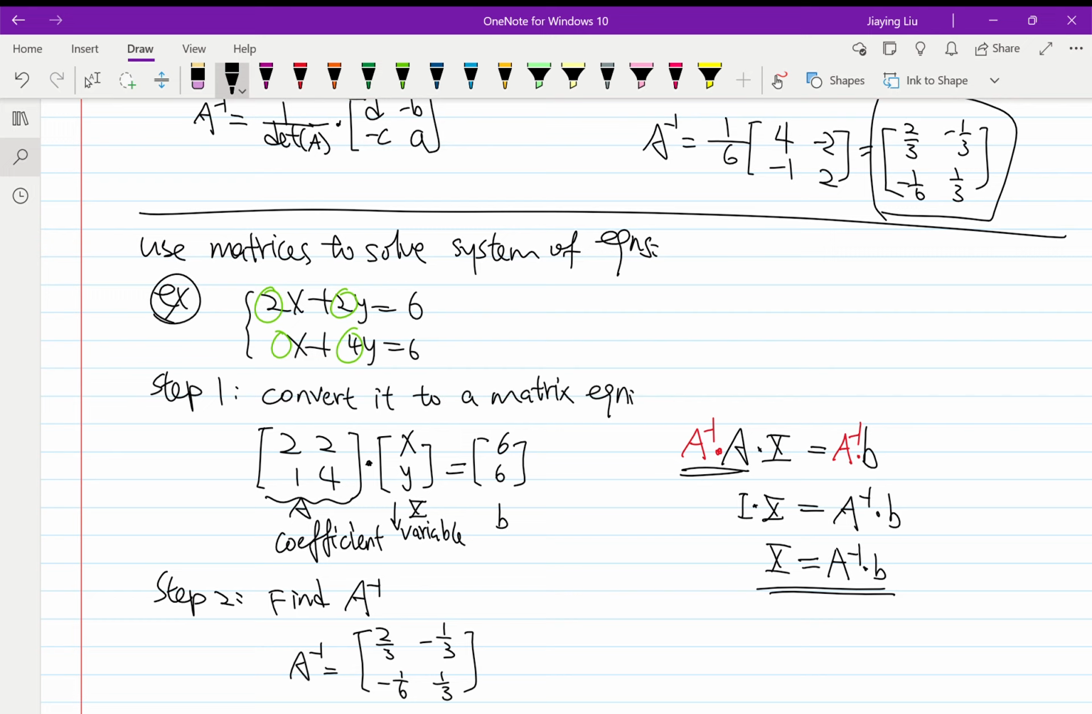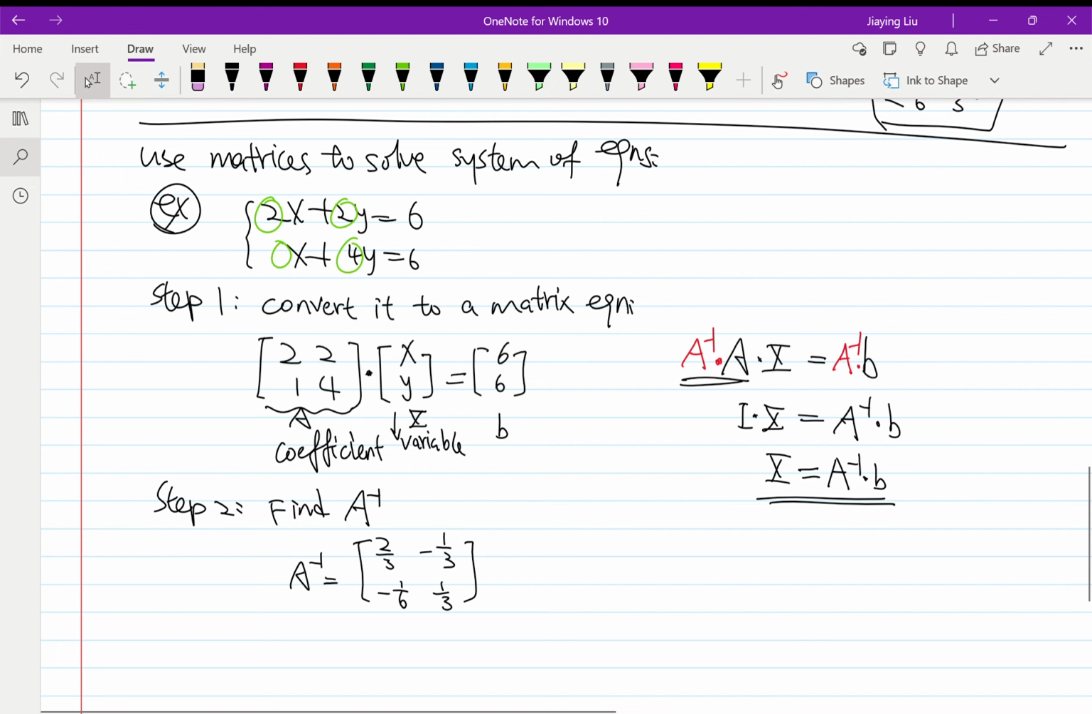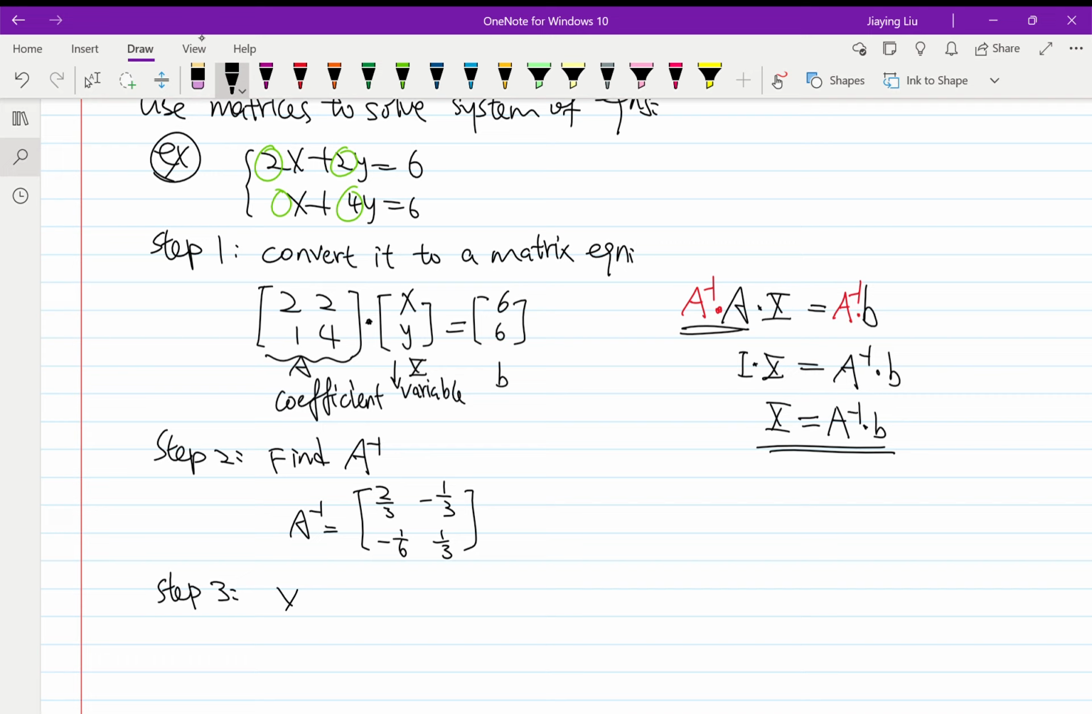So I already did the work, but for you, if you see a problem like this, you might want to find A inverse in the process. Well, you should. And after we find A inverse, we can move on to step 3. Calculate the variable matrix X by using A inverse times B. And here we have A inverse, 2 over 3, negative 1/3, negative 1/6, 1/3, times B. B is just the right-hand side of the system of equations, so 6, 6. And then we just have to perform this matrix multiplication.